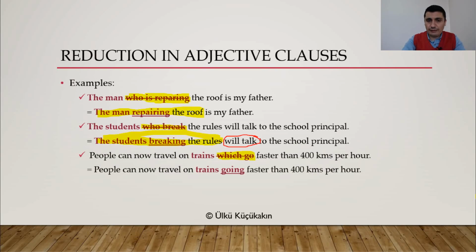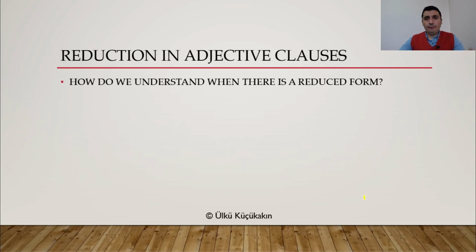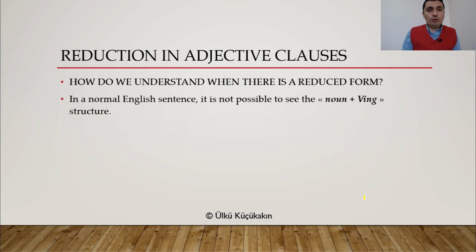It looks interesting, but you will get used to it. You will learn. Don't worry about it, all right? It's not too difficult. Now, how do we understand when there is a reduced form in the sentence? Yes, it's easy to make them reduced, but if you are reading something in English, and there are reduced forms all over the text, how do you understand it? You understand it like this. In a normal English sentence, it's not very common to see a noun plus verb ing structure.